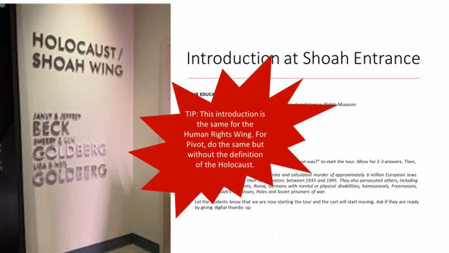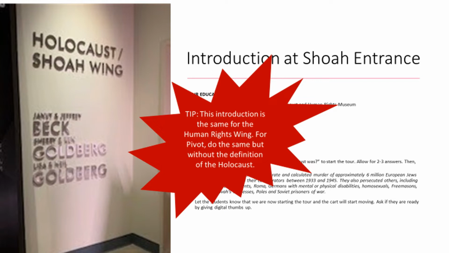For Pivot, of course, you'll do the same logistical information, but instead of giving a definition of the Holocaust, you can give a definition maybe of an upstander, or of what Pivot to America is really going to look like, right? It is looking at civil and human rights in the US, and particularly in Texas.